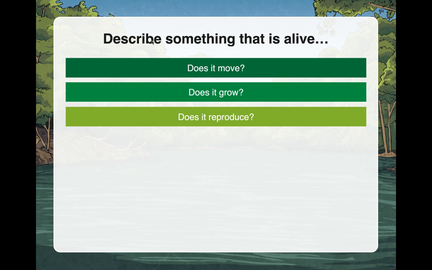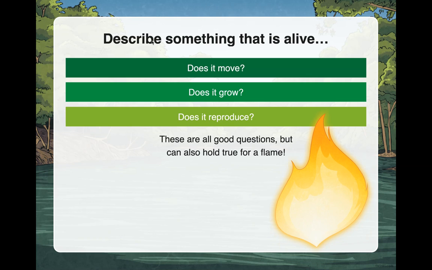Does it reproduce? And these are all good questions, but we could say all these things about a flame, right? A flame moves, it flickers. Can a flame grow bigger? Yes. And can it reproduce, meaning, can it spread? Yes, right? But does that mean a flame is alive? No, right? We know the flame is not alive.